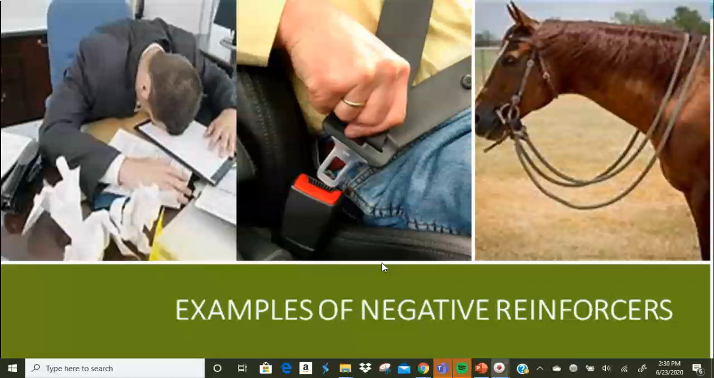These other two pictures are just different examples. I have this one as an example of, if you are organized, we will take off maybe some of your work. If things are overwhelming, we take away some of your work as a reward. Horses, believe it or not, if you are a horse person, they use negative reinforcement all the time. You take the pressure off of a horse when it goes the direction you want it to go. And so that is just another example.